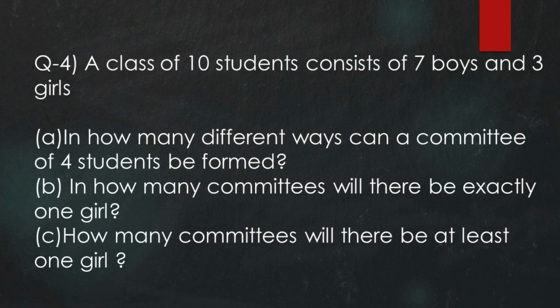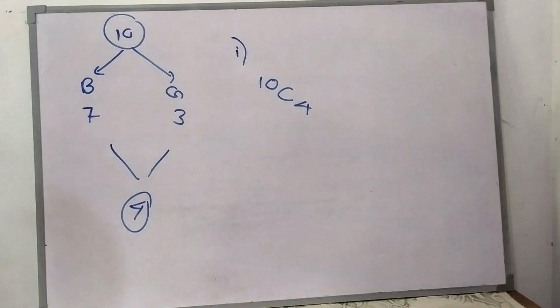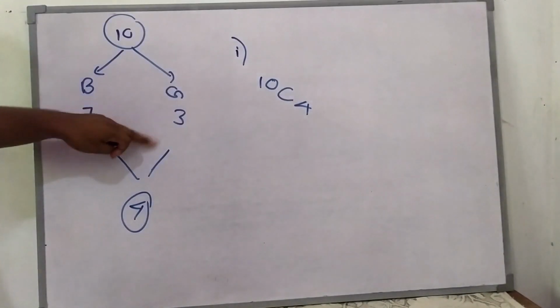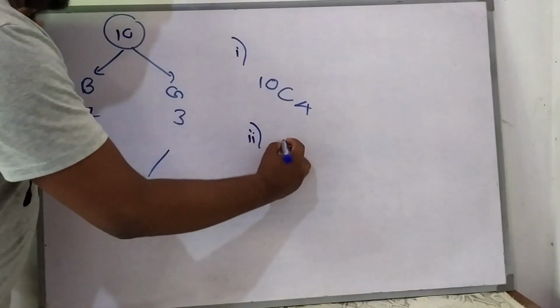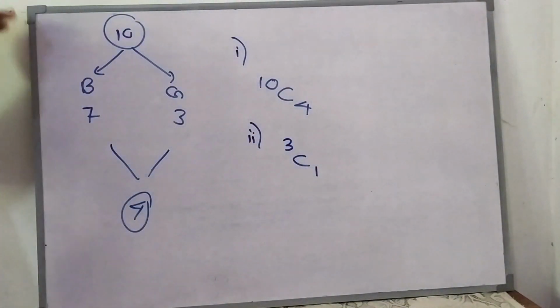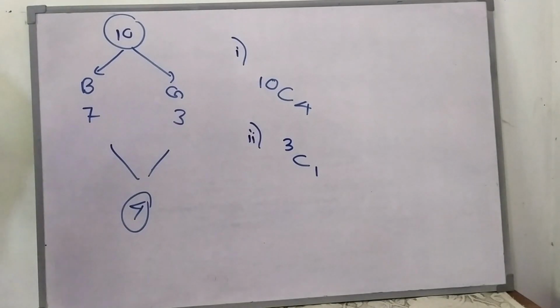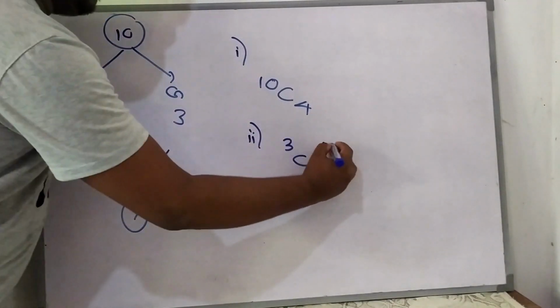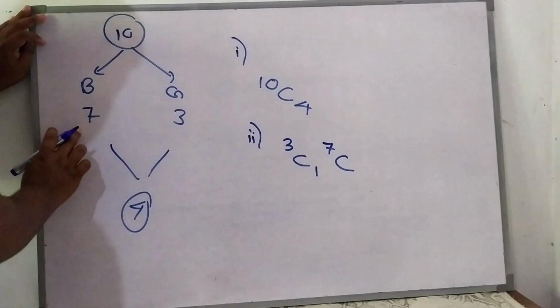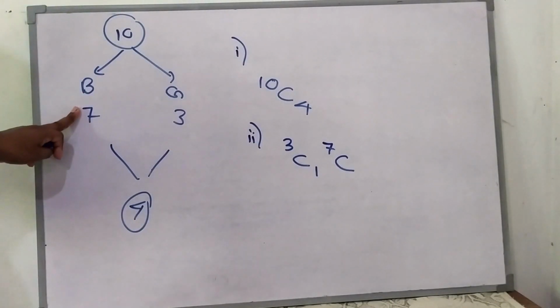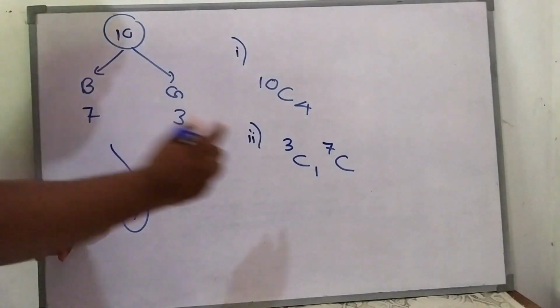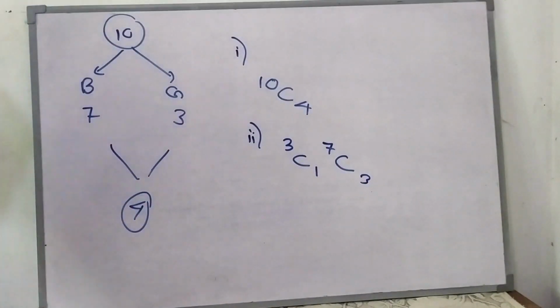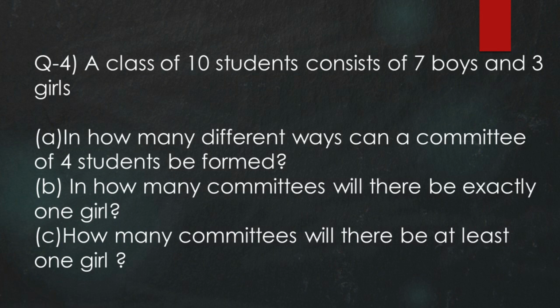Exactly one girl means you have to select one girl, right? Exactly one girl, 3C1, and the other will be boys. 7C3, we have 7 boys, and you have to select only 3, right? Because 3 and 1 is 4. In how many committees will there be at least one girl?